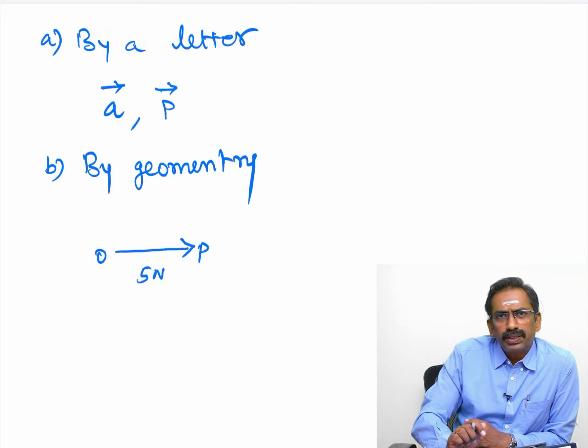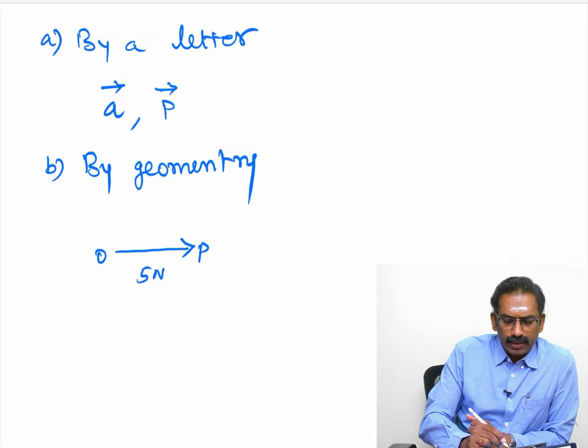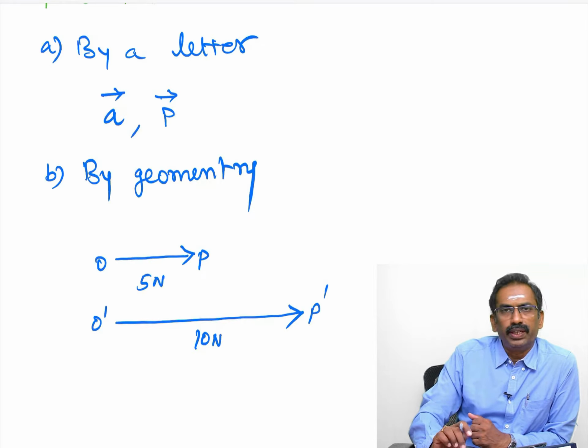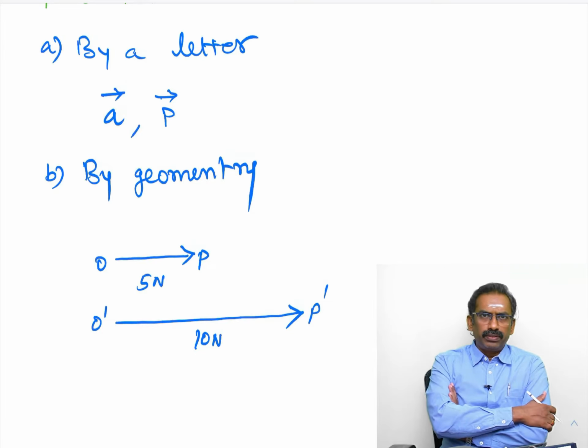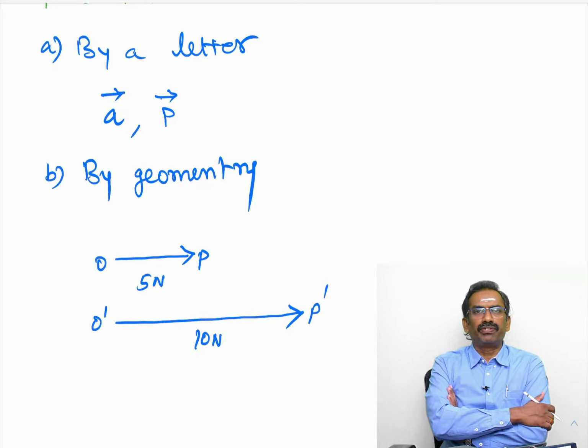Likewise, if you want to represent 10 Newton force, you must draw a line whose length is double that of OP. Say this is O dash P dash. This is 10 Newton force in the same direction of OP. So the length of the vector gives magnitude and arrowhead gives direction. These are the representation of vectors.